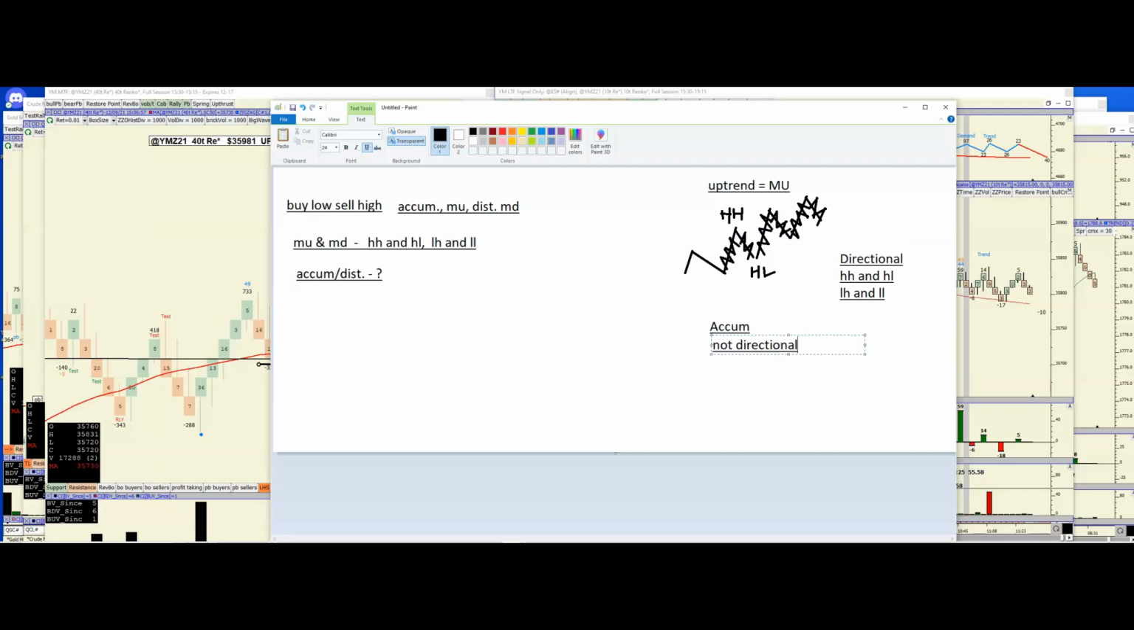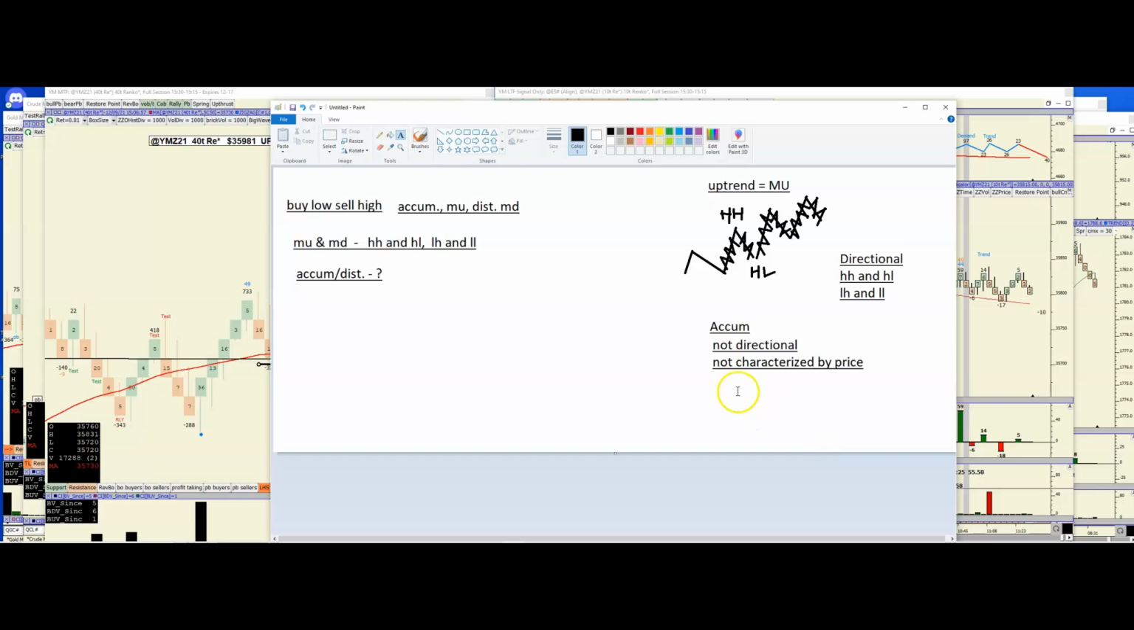Since they are non-directional, they are not characterized by price. It's a very bold statement, because price is directional. It has a high, it has a low. Yeah? It has a high and it has a low.